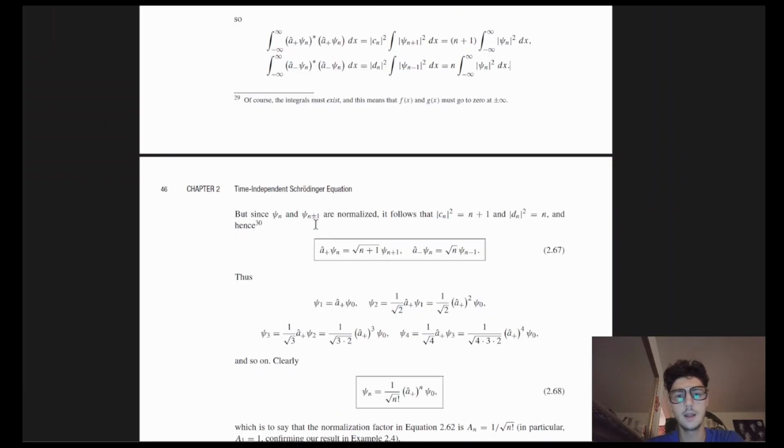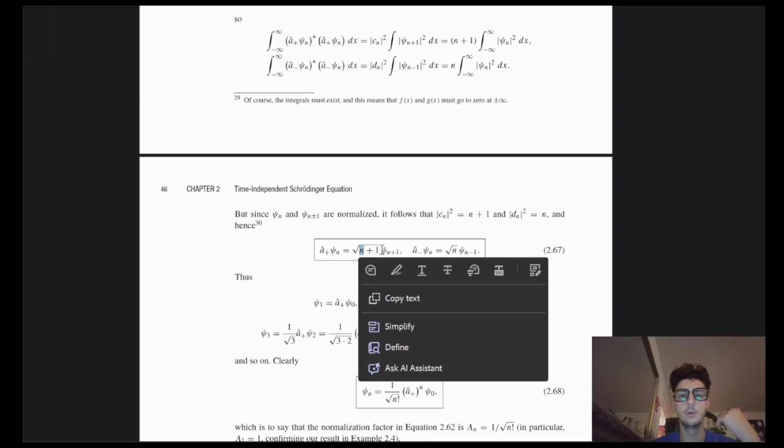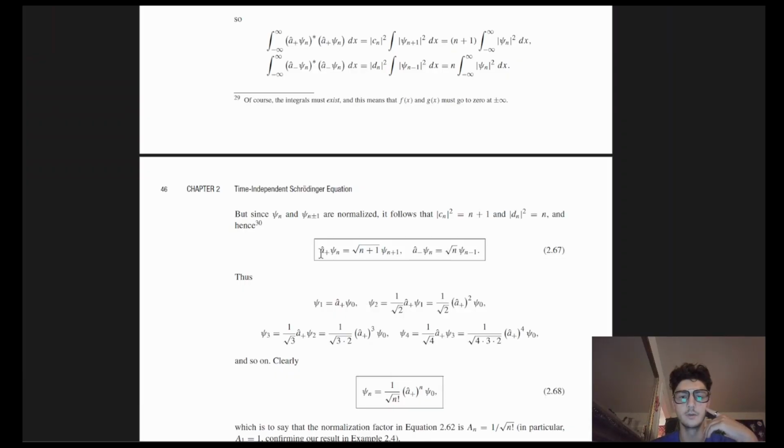But since psi n and psi n plus or minus 1 are normalized, it follows that cn squared equals n plus 1 and dn squared is equal to n. And hence, boom. Okay, so he basically took the raising and lowering operator equations, did some fancy stuff with them to find out that the normalization factor is this over here.